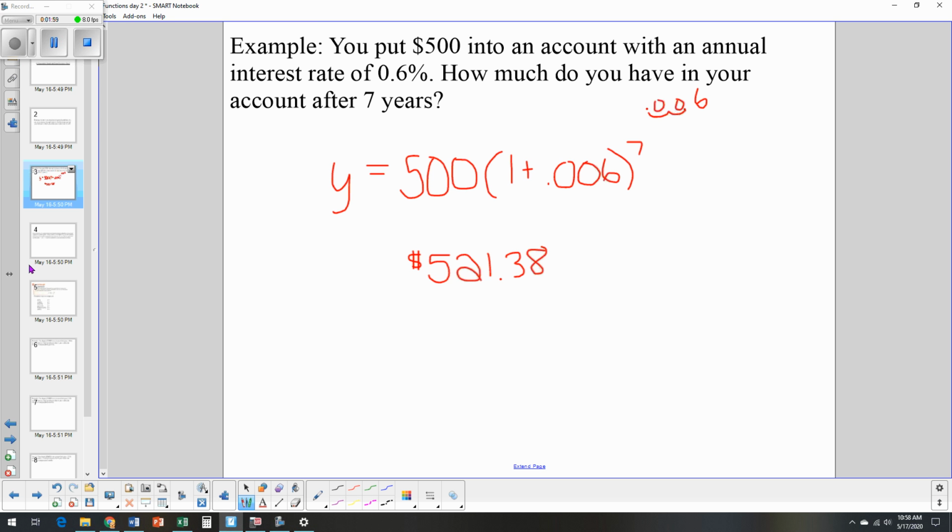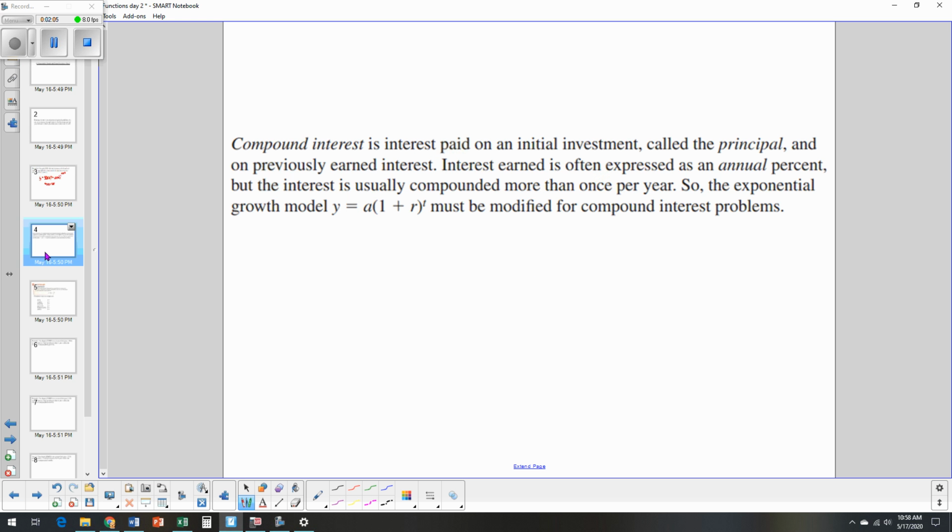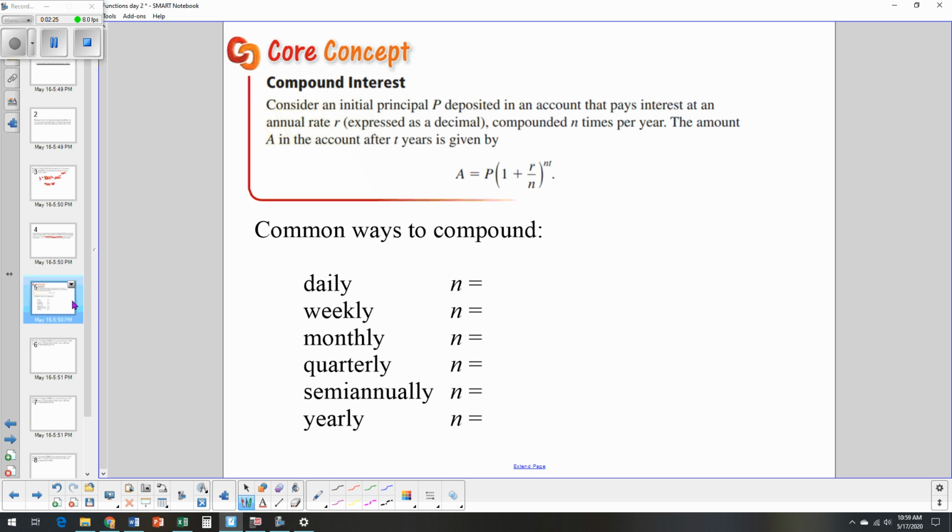The only problem is we usually do not take interest just once a year. So we have to have something else called compound interest. Compound interest is compounded, or added, more than once per year. So the exponential growth model that we were looking at, that 1 plus r, must be modified for compound interest problems. So we have a different formula.